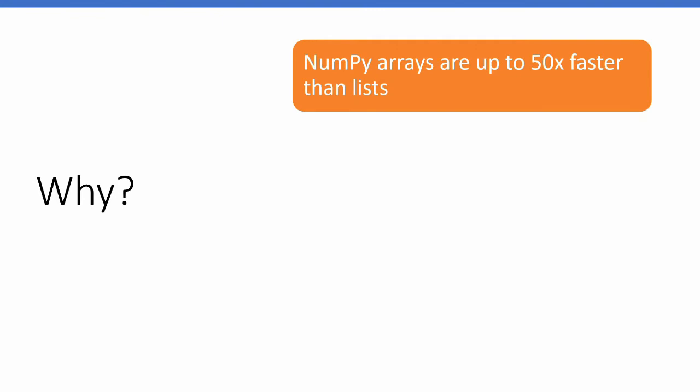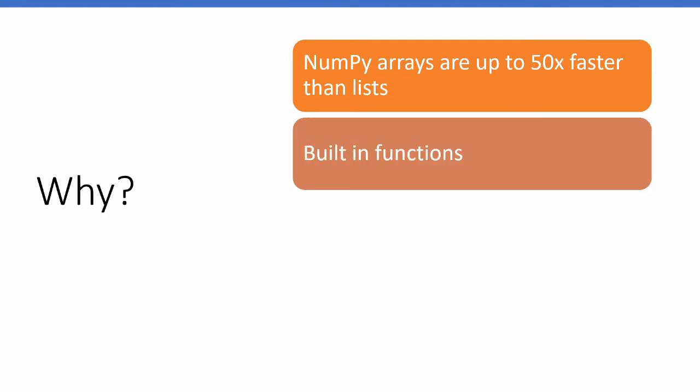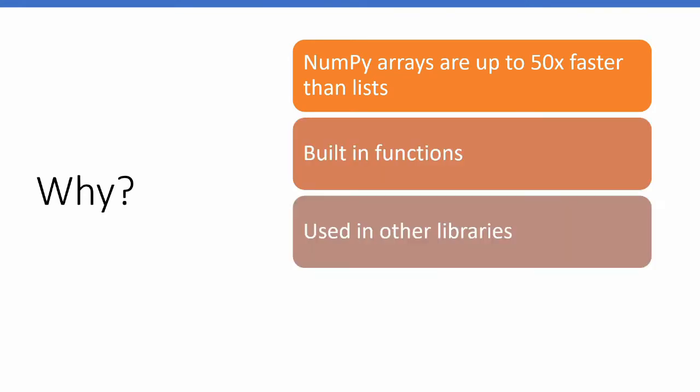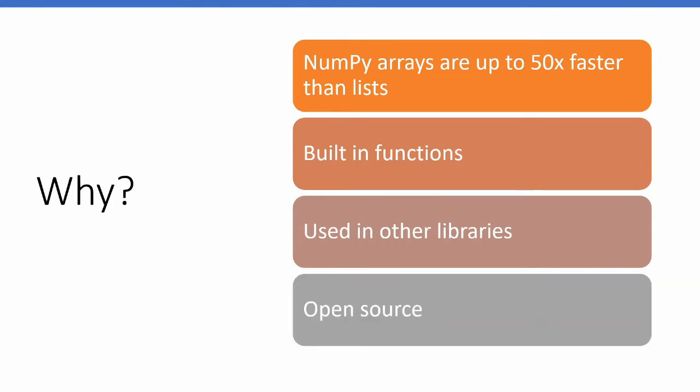So why use NumPy? Why not just use the normal Python framework? Well, I guess the reason is it's about 50 times faster than lists. And if I give you the choice of waiting 1 second or 50 seconds for your code to run, I'm sure you'd pick 1 second. It has loads of built-in functions, so you don't have to reinvent the wheel. It's used in other libraries, so lots of other libraries will actually be based on NumPy because of how much faster it is, and it's open source. So in fact, if you wanted, you could even contribute to NumPy by writing code for them, which is quite cool.